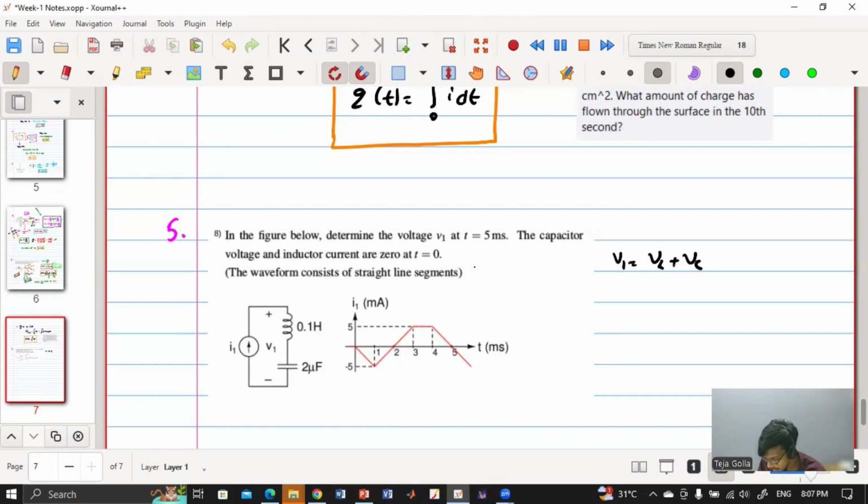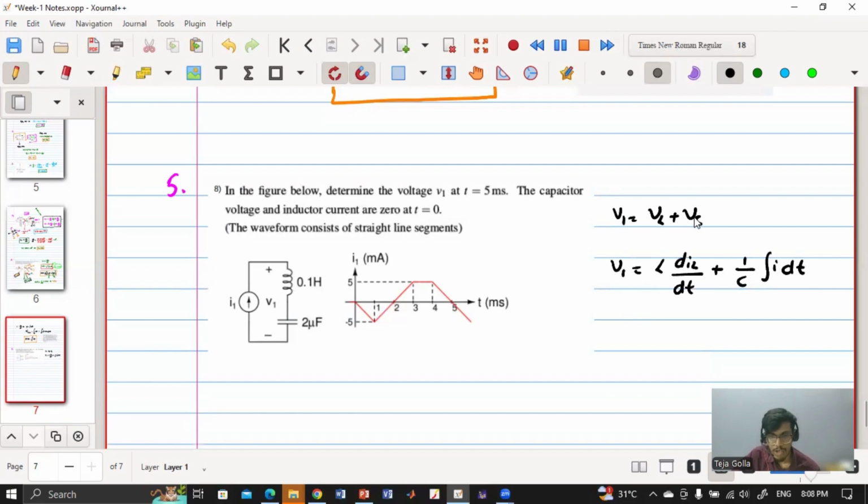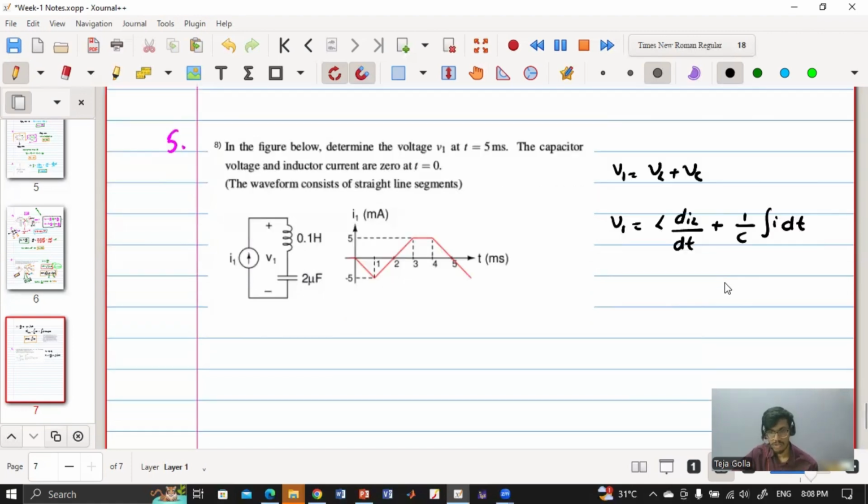Now I'll substitute. What is VL? L dIL by dt, right? So L into dIL by dt. And what is VC? 1 by C integral I dt. Now again, the instantaneous value of VC at t equals to 5 millisecond is dependent on the past values of current. That's why we are getting this integral. So now we will solve this individually. This is say VL and this is say VC. We'll try to calculate these individually.